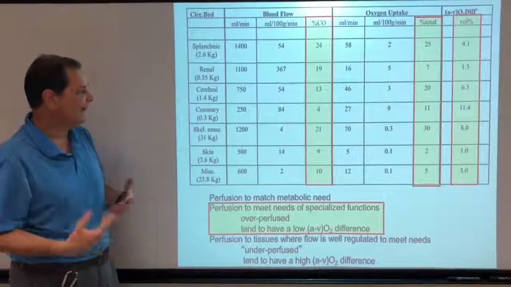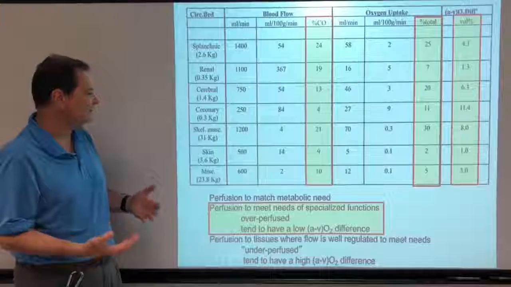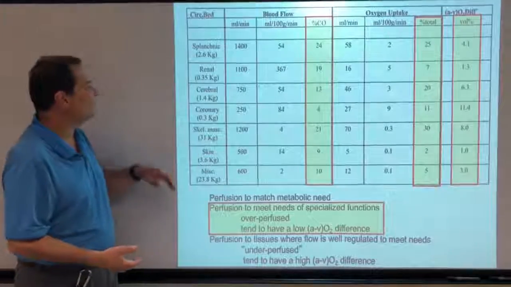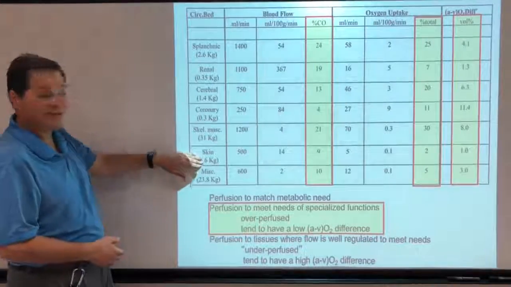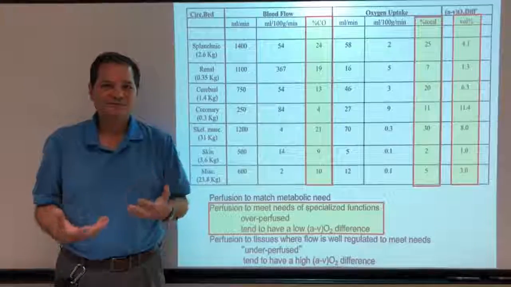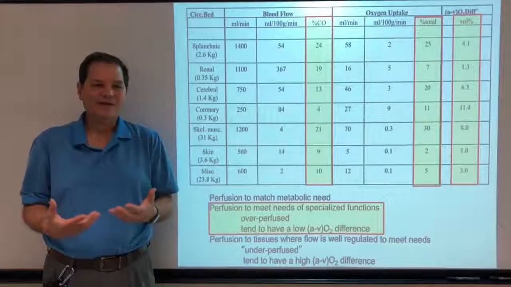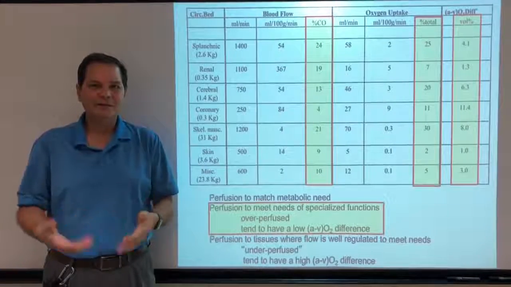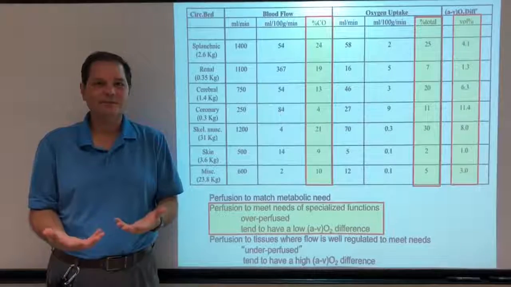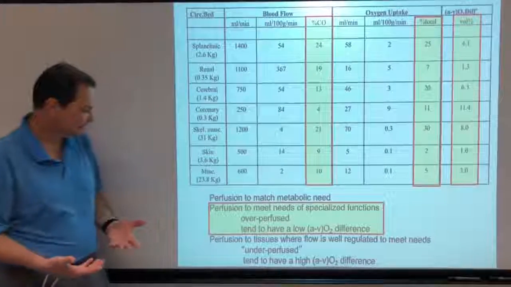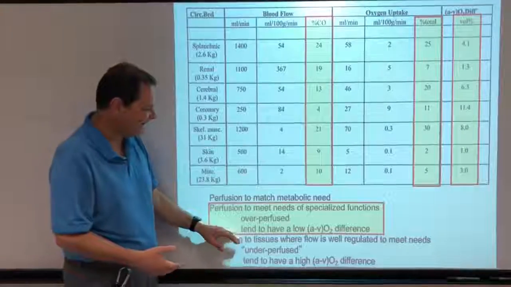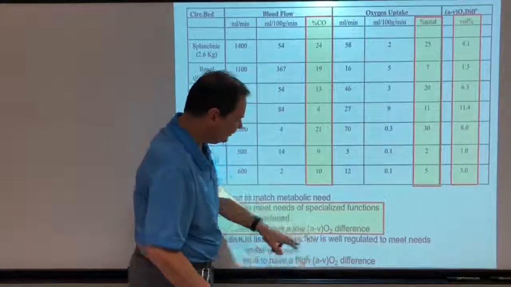Okay? So we have a lot of tissue. We have tissues that are like that. The most classic ones are the kidney and the skin, where you have a function that requires that organ get blood for some reason other than just its metabolism. These tend to have a low AVO2 difference.